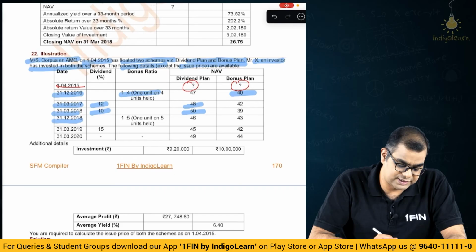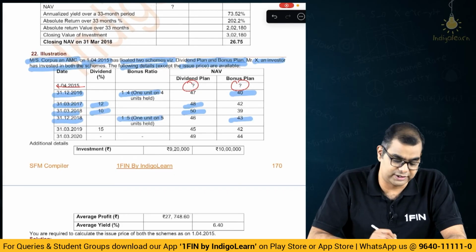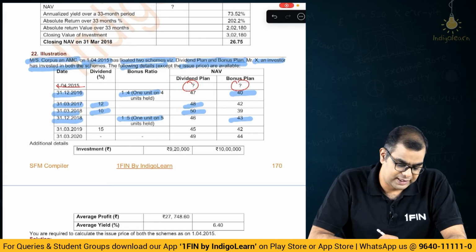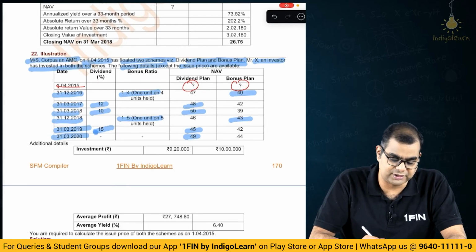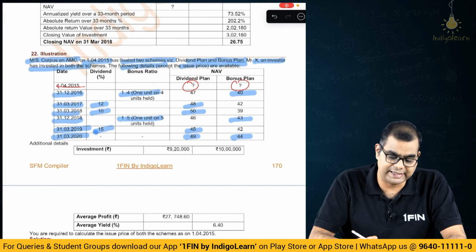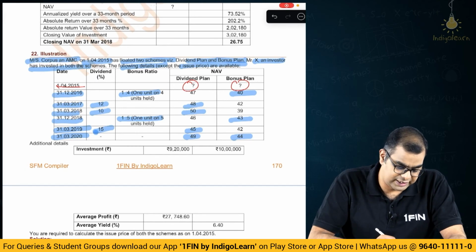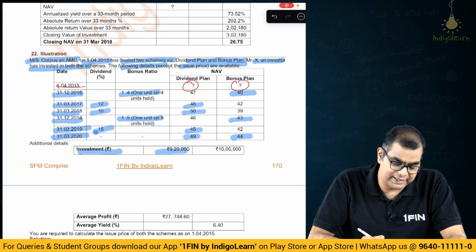On 31st December 2018, there was a 1:5 bonus issue when the NAV was 43. Different plan, obviously, the bonus plan. And on 31st March 19, there was a 15% dividend when the NAV of the dividend plan was 45. On 31st March 2020, the NAVs of both the plans are 49 and 44. Additional details are the investment you made: in the dividend plan 9.2 lakhs and in the bonus plan 10 lakhs.